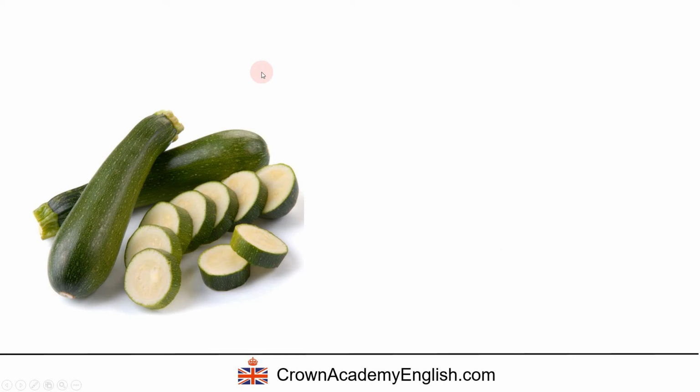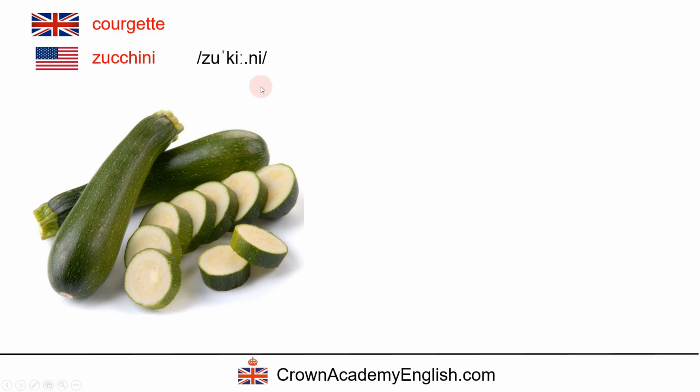Now, here we have a word which is very different in British English and American English. In British English, this is a courgette. But in American English, it is zucchini. Okay, so here I've given you the pronunciation. So as you can see, very different words here.